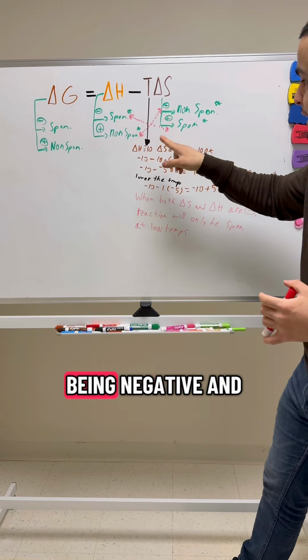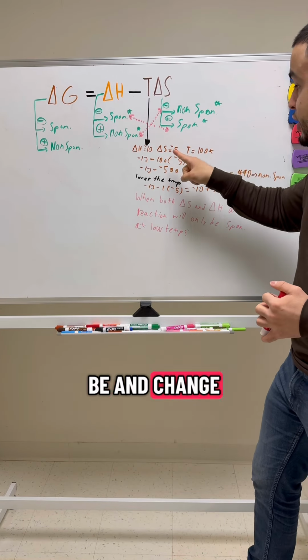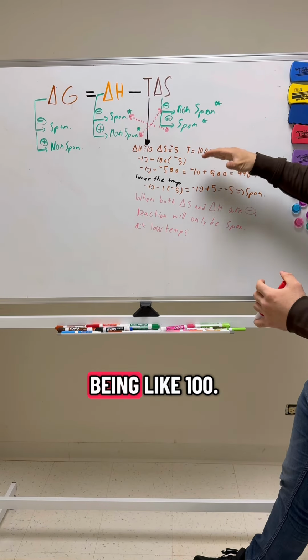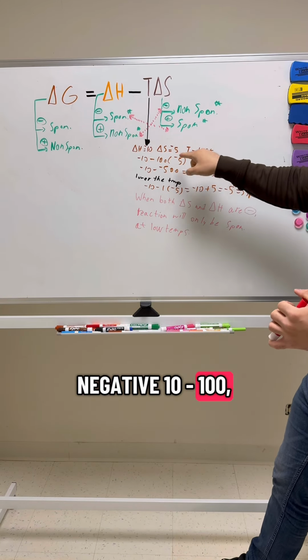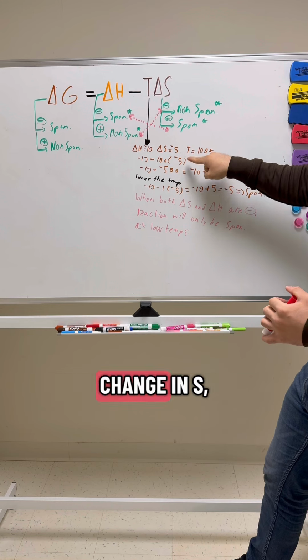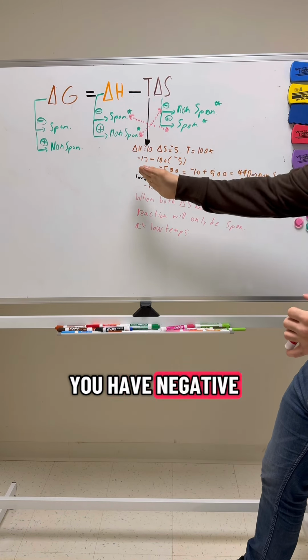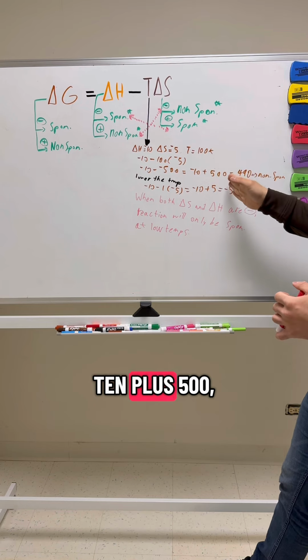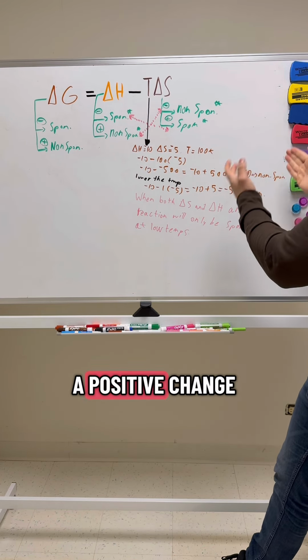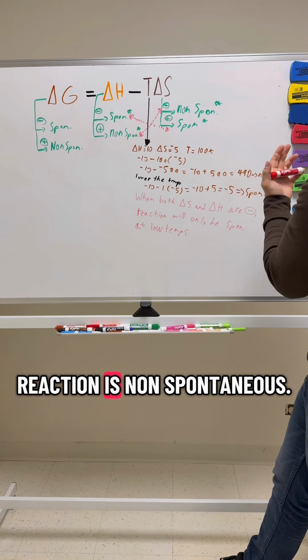change in H being negative and change in S being negative, and then temperature being like 100 Kelvin, okay? So you have -10 minus 100, which is the temperature, times the change in S, which is -5. So then you have -10 minus -500, which equals -10 plus 500, which equals 490, a positive change in G, which means the reaction is non-spontaneous.